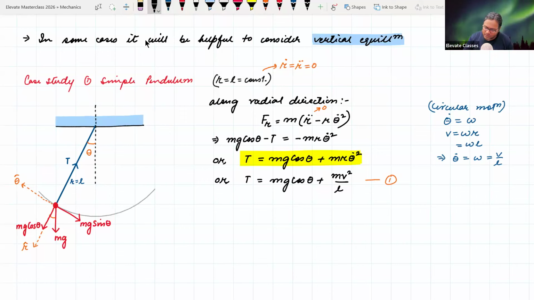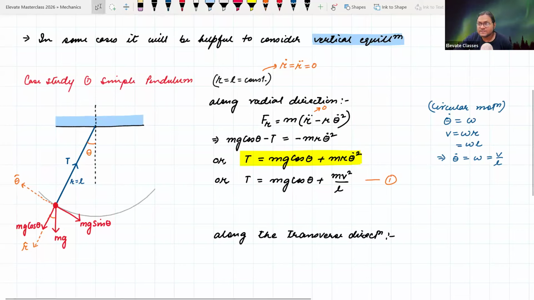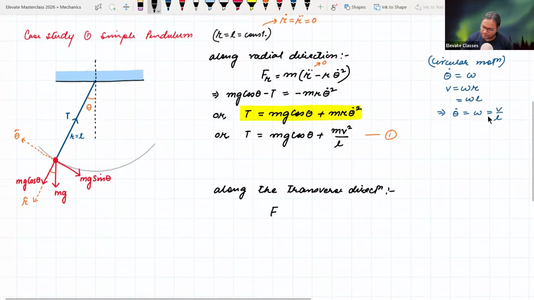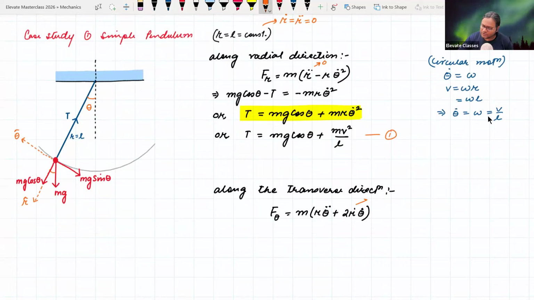Now, if I do the same thing along the transverse direction, what will happen in the transverse direction? Transverse or tangential direction. So I'll write the original force equation. The original force equation is F theta is equal to m (r theta double dot plus 2 r dot theta dot). Of course, r dot is equal to 0, so only one expression remains, which is m r theta double dot. So what is the net force in the transverse direction?